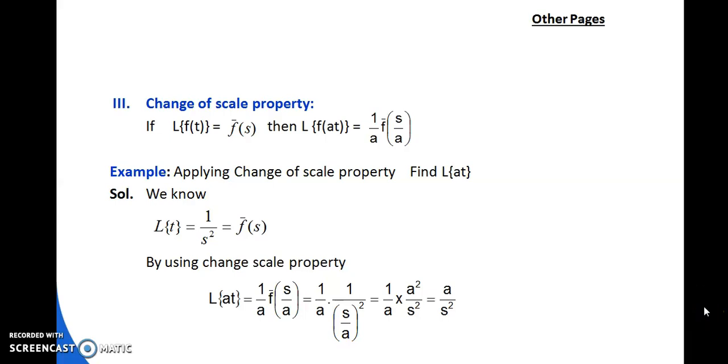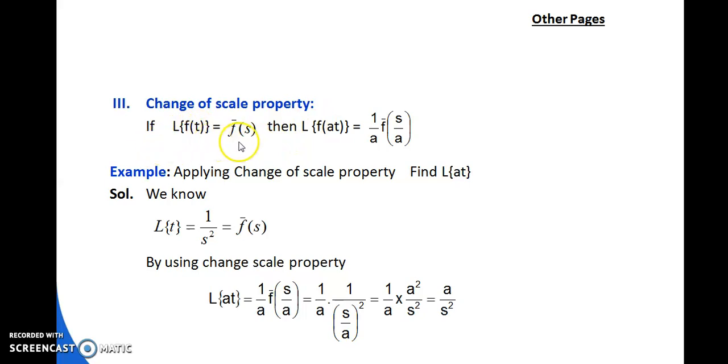Okay, let us continue with the Laplace transform. We are studying the properties of the Laplace transform, and we have completed two properties. The first one is the linearity property, and the second one is the first shifting property. Both are completed. The third property is the change of scale property.